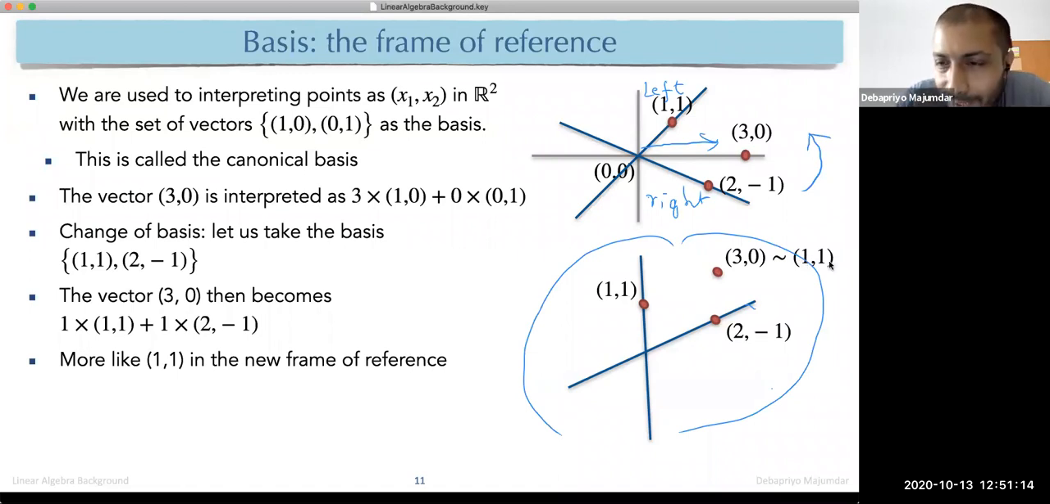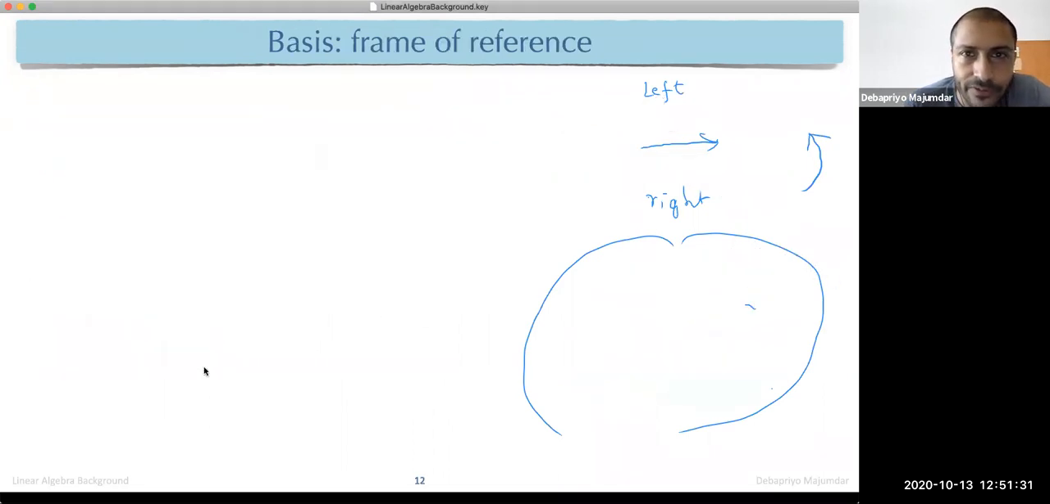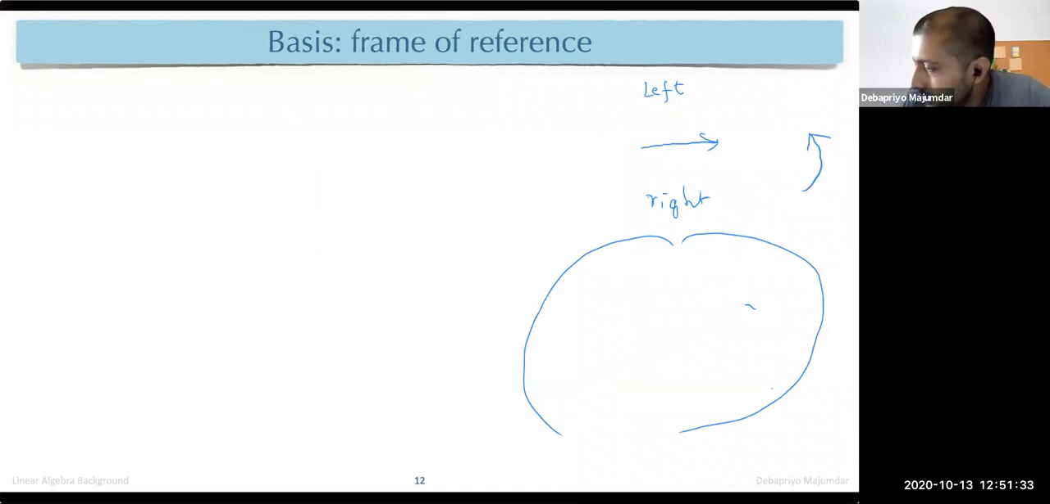So, but it looks like a 1, 1. And how do we get that, right? It looks like a 1, 1 because I can just do 1, 1 and then 2, minus 1, then I will get 3, 0. So 1 times this plus 1 times this will get 3, 0, right? So in this frame of reference, 3, 0 is equivalent to 1, 1. So more like 1, 1 in the new frame of reference. Okay, so now let me clear my annotation.